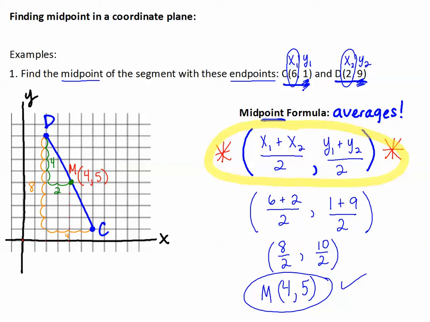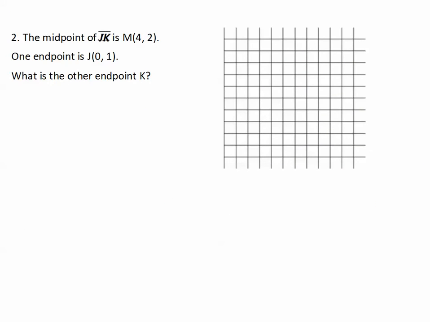See how that can be easier without having to draw a graph or count on a graph? So now let's look at an example where we're given the midpoint. Here's the midpoint of JK. It's this. One endpoint is J, 0, 1. What is the other endpoint, K? The other endpoint now is what we're looking for.